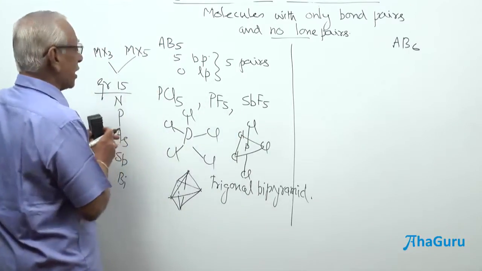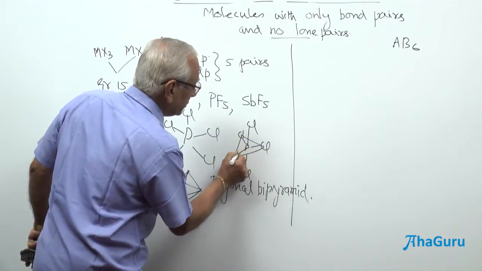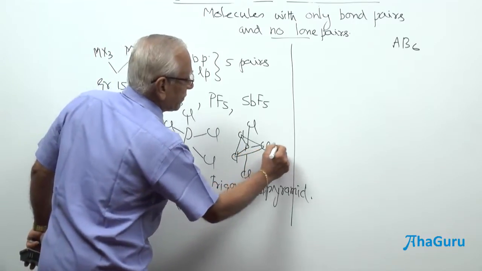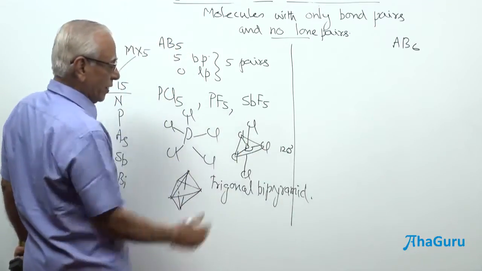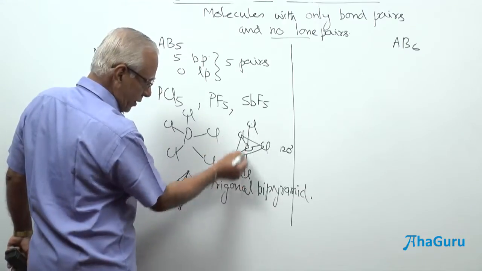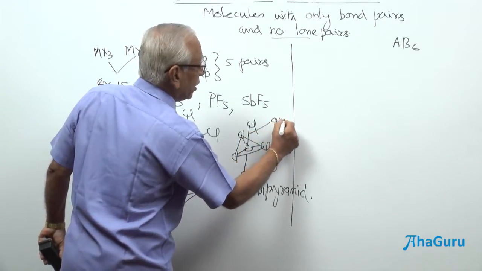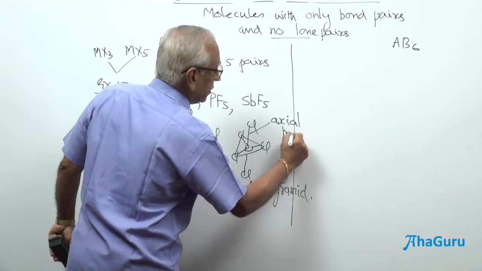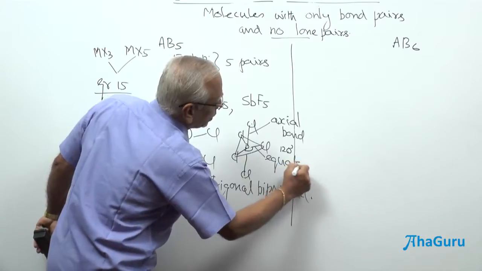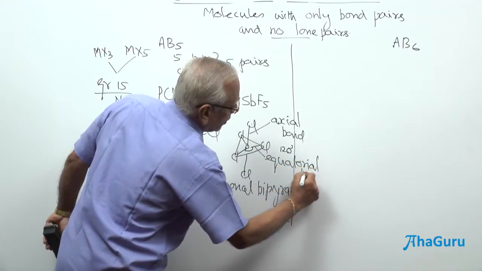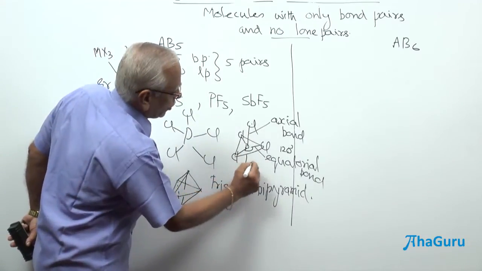Now let us visualize the bond angles. The bond angle along the plane should be 120, the bond angle between any 2 chlorine atoms along the plane. There are 2 types of bond. One is called the axial bond. This one is called the equatorial bond. So the bond angle between 2 axial chlorine atoms should be 180. This is going to be 180.